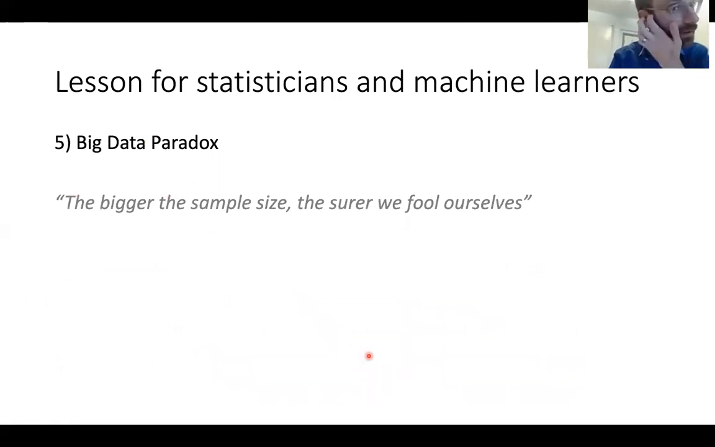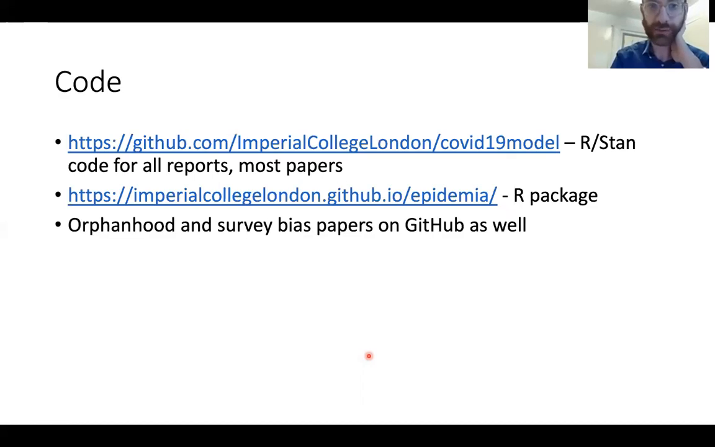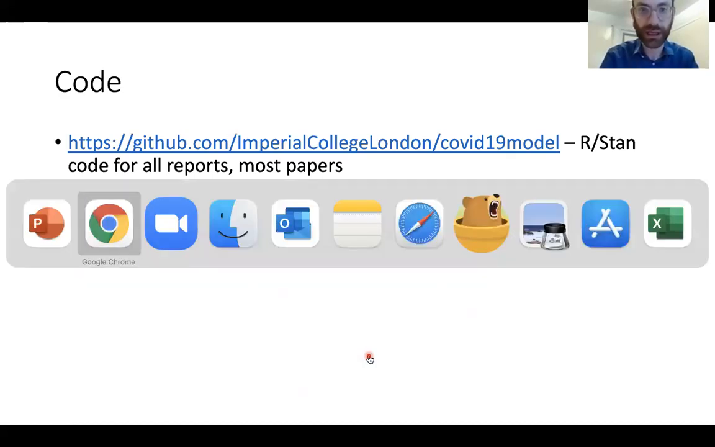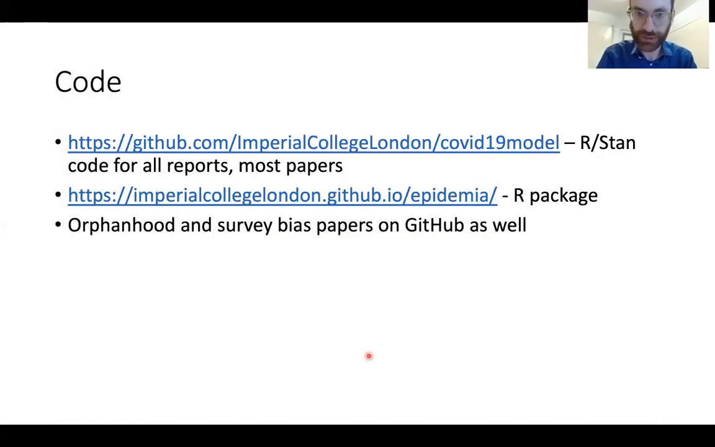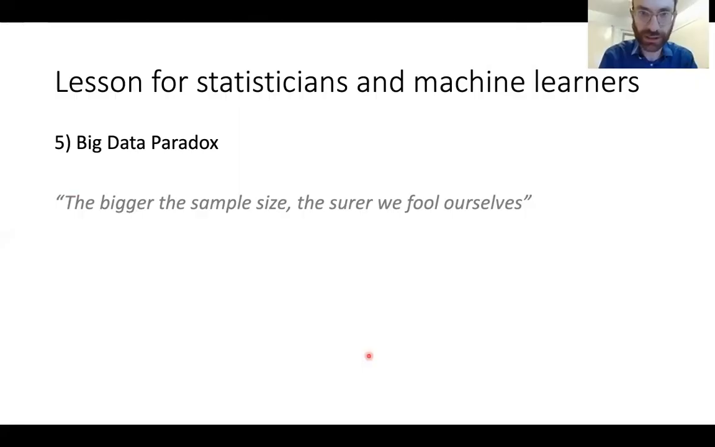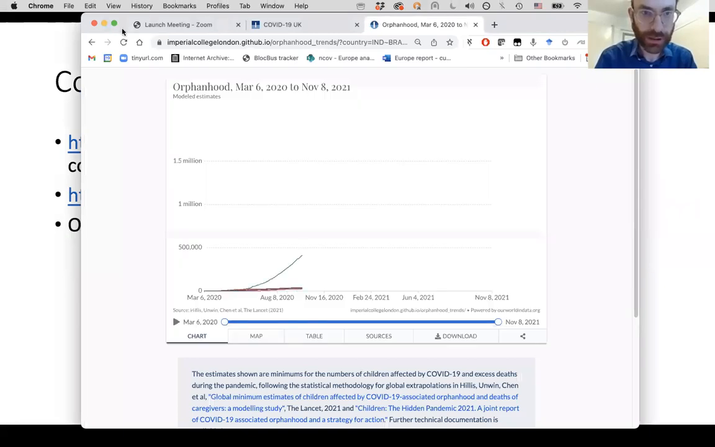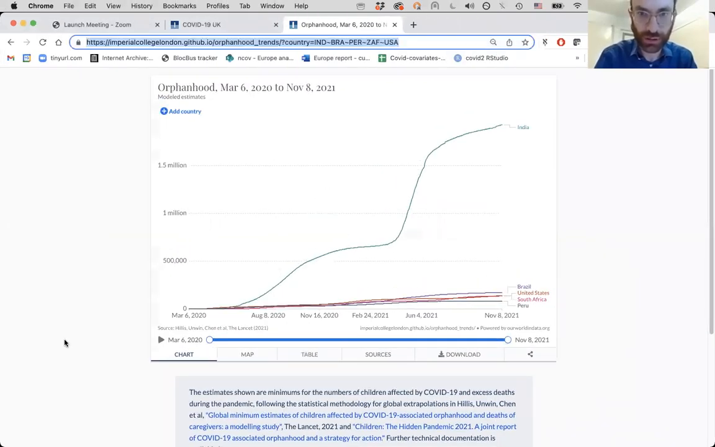Okay. So that was the big data paradox. The bigger the sample size, the surer we fool ourselves. I think I have taken out the slides on orphanhood, so I'll just show you the website. So most recent work, other than Delta, which I don't have slides on Delta either. By all means, you should look at our Delta papers. These were very important and influential.